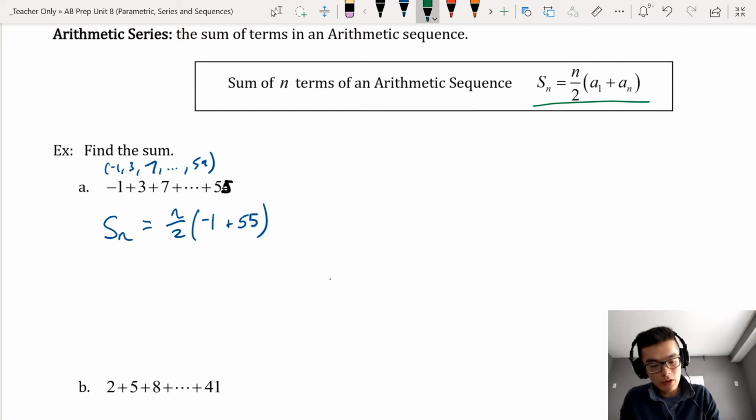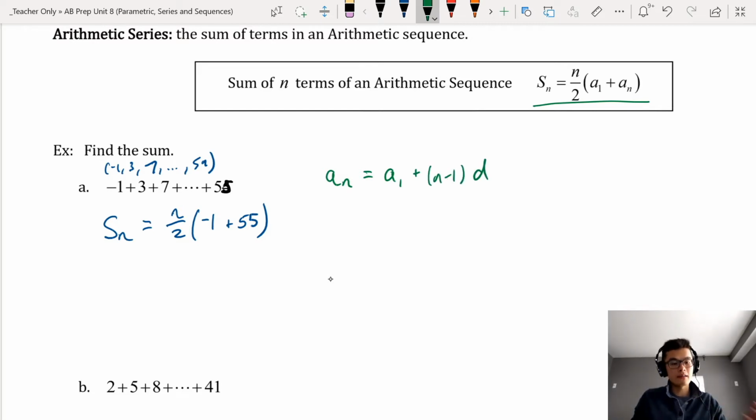So instead, what we're going to use is the previous formula that we used on the last notes. It's the sequence formula for arithmetic sequences. Can we find d, the difference? Easily. Look at the formula here. From -1 to 3, I just add 4. From 3 to 7, add 4.